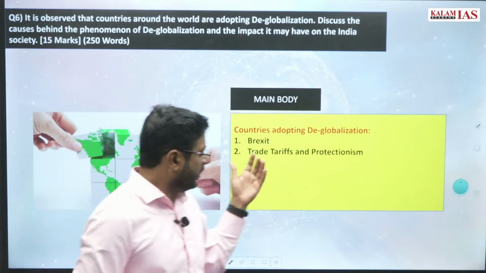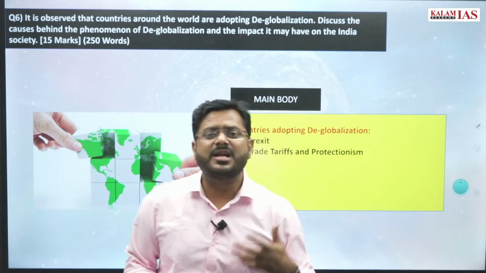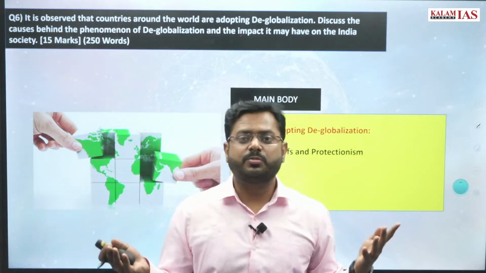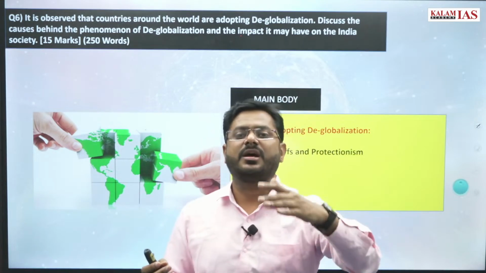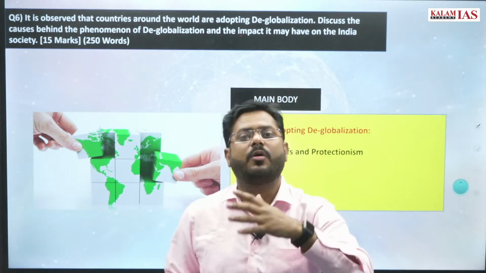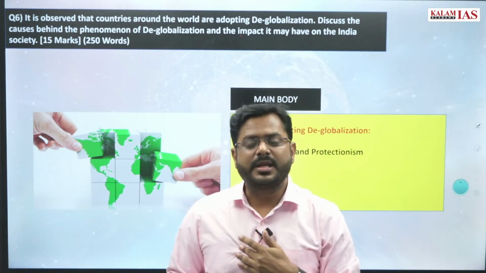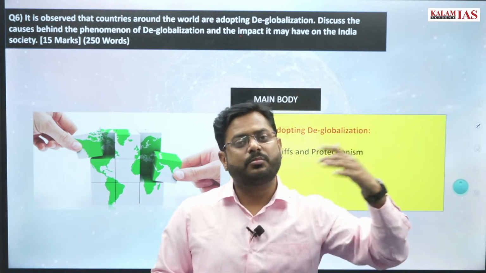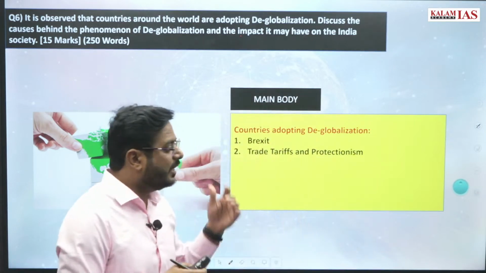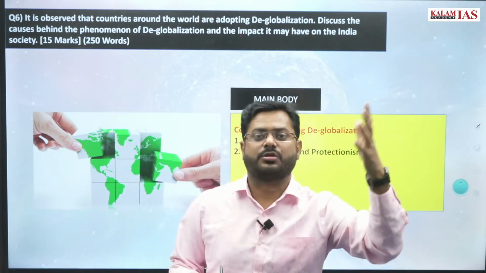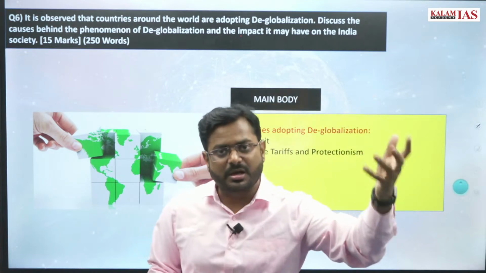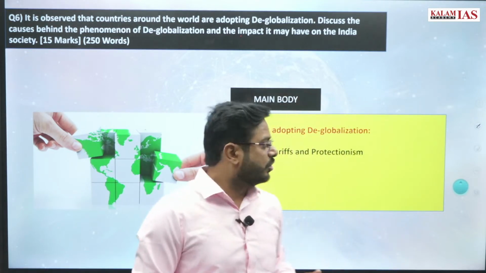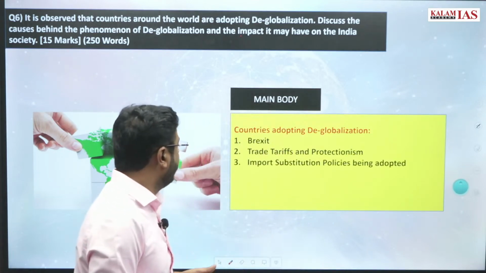Then there are several kinds of trade barriers and regulations, right? So what is this for? This is to restrict the other country's product in your own country, isn't it? To restrict the imports. So this is trade barriers, and also to restrict your exports. If you do not want to support some other country, then you will also restrict your export. So trade barriers and protectionism is there.